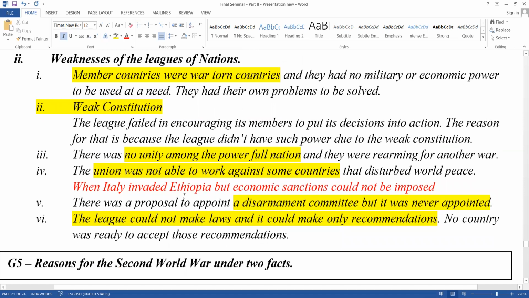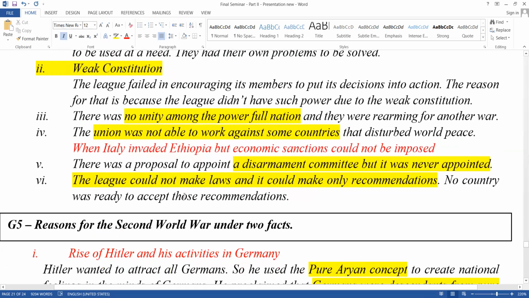Reasons for the Second World War under 2 facts. That's a good question once again. So what are the reasons for the Second World War? Hitler and his activities. Who was Hitler? The autocratic leader of Germany. He introduced the Aryan concept. What was it? He told that Germans were the descendants of Aryans. So all the other people in other countries in Europe are inferior. Inferior people should be killed and vanished.